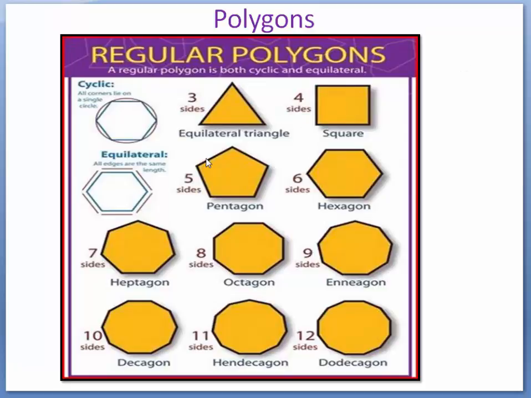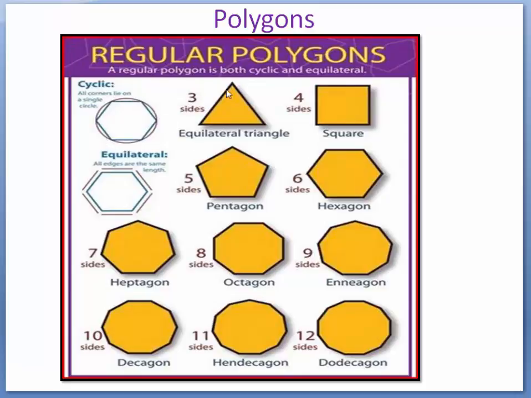First of all, we're going to go over regular polygons. Now, a regular polygon can be inscribed within a circle, and the vertices, or the corners of the polygon, lie on the single circle, lie on that line that makes the circle.